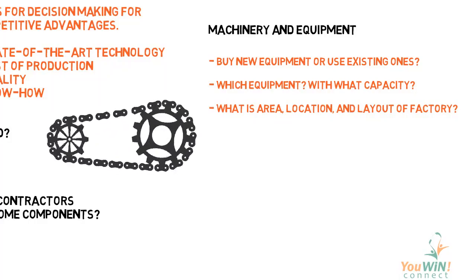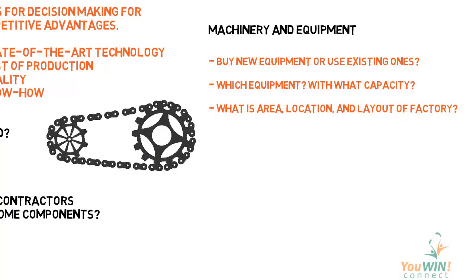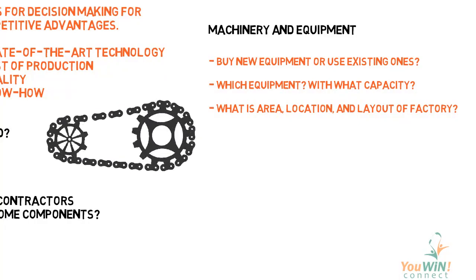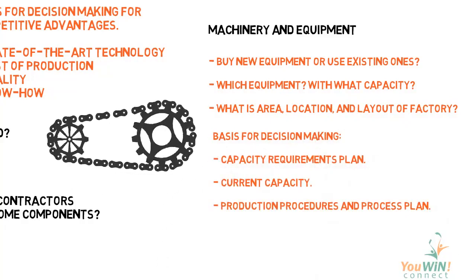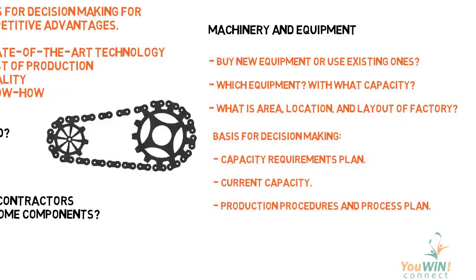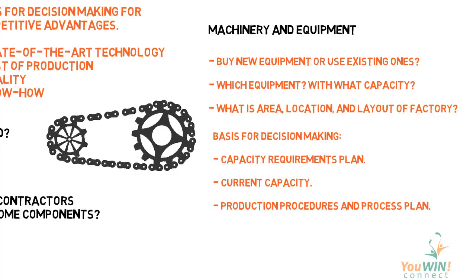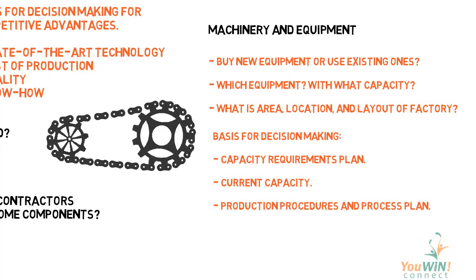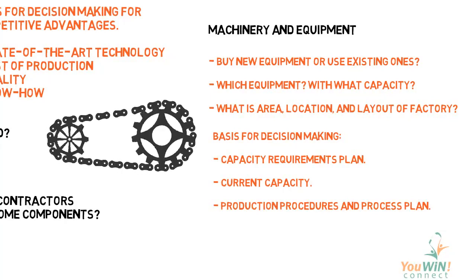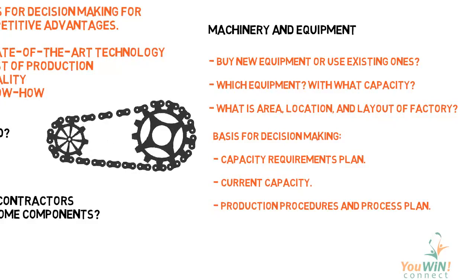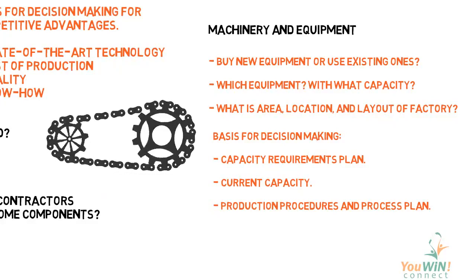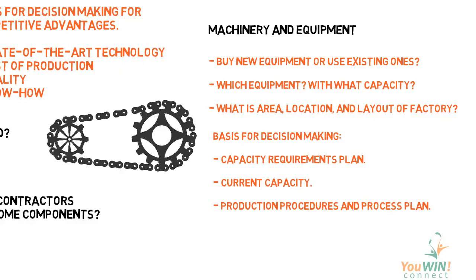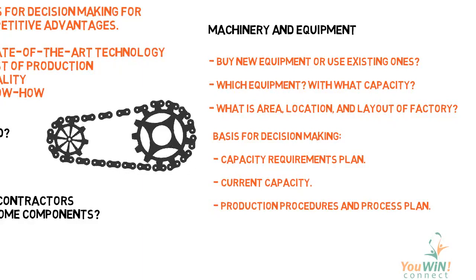What's the location? What's the layout of the factory in terms of the equipment that you will put in there? Basis for decision making in this wise will include the capacity requirements plan. How are you going to expand? What's the ramp up plan that you have for expanding your capacity? What's the current capacity you have? Have you maxed out the number of shifts that you can do on the certain machine that you already have?